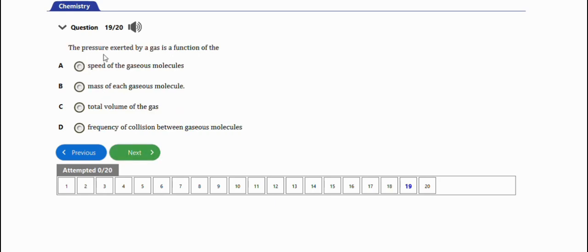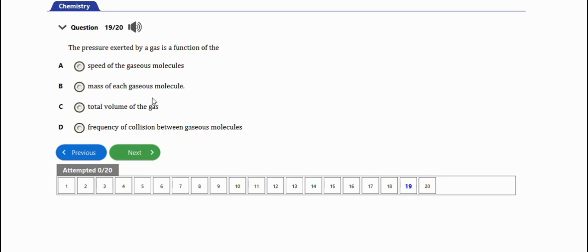The pressure exerted by a gas is a function of speed of the gaseous molecules, mass of each gaseous molecule, total volume of the gas, frequency of collision between gaseous molecules. So the right answer to this question is option D, which is frequency of collision between gaseous molecules.